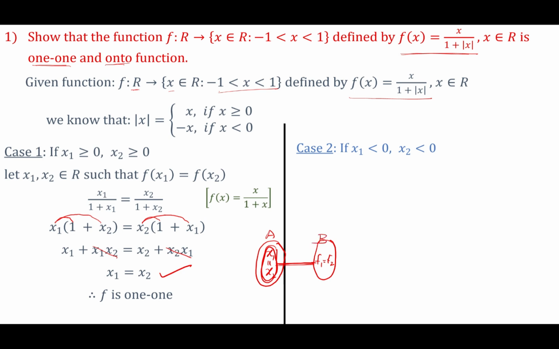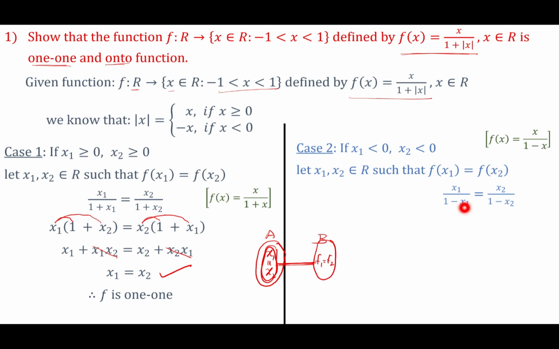Let us check. Let x1 and x2 belong to R such that f of x1 is equal to f of x2. Here I am going to take the value as negative since x1 and x2 are less than 0. So all x1 and x2 are negative numbers. I told you if x is less than 0, I will take negative x. So that's why, in place of mod x, I wrote negative x. So f of x1 is x1 over 1 minus x1 is equal to x2 over 1 minus x2.